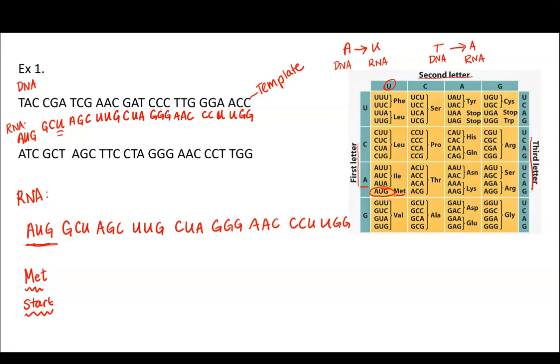Next one is GCU. That corresponds with alanine. AGC, serine. UUG, leucine. And so on. I will just fill in the remaining ones.